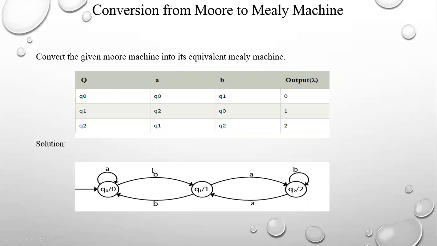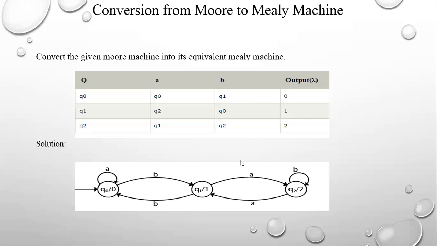So this is the transition diagram. Suppose we give the input A to Q0, it reaches Q0 and the output is 0. Suppose we give the input B to Q0, it reaches Q1 and the output is 1. Suppose Q1 is the state and we give the input A, it reaches Q2 and the output is 2. So this is the Moore machine. Now how do we convert it to the corresponding Mealy machine?